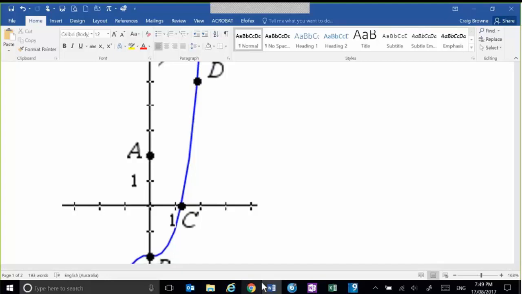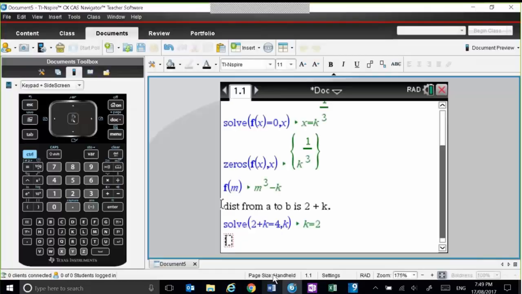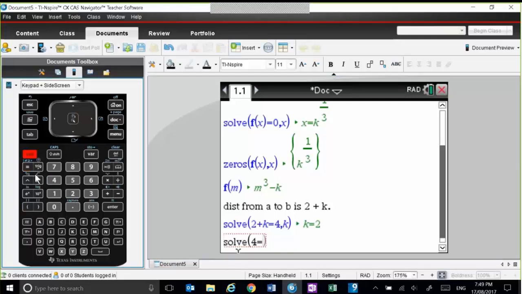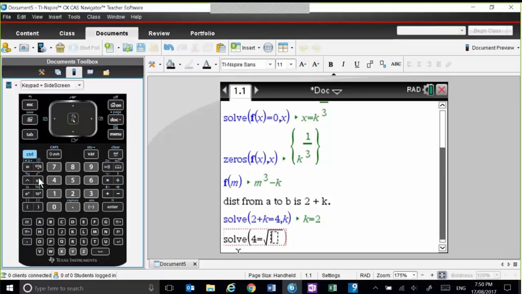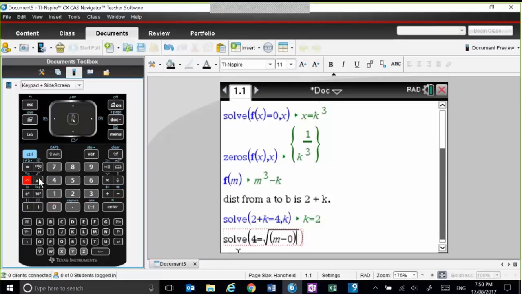So now we're going to use the distance formula between 2 points to help us answer this question. But we're also going to solve the equation. So what we're going to do is solve the equation. The distance is 4 equals the square root of, now it's going to be m take away 0 squared.